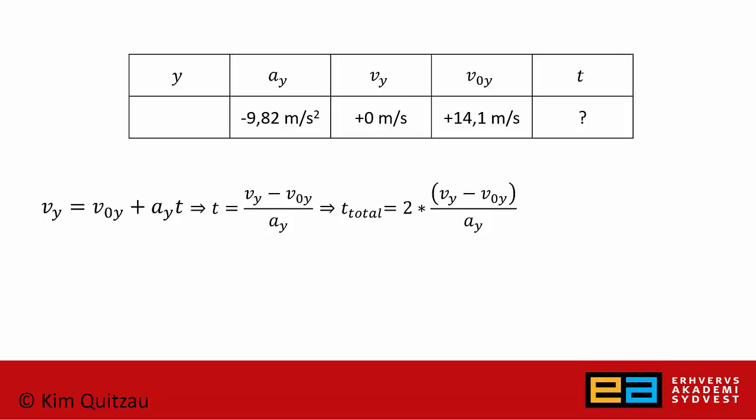So to find the total time, I have to multiply by 2, because it's the same acceleration, it takes the same time to reach the top and to fall from top to bottom again. So I can multiply by 2. I put in some numbers, calculate. It takes 2.88 seconds.